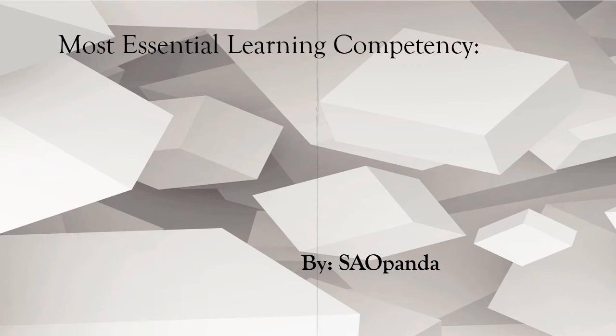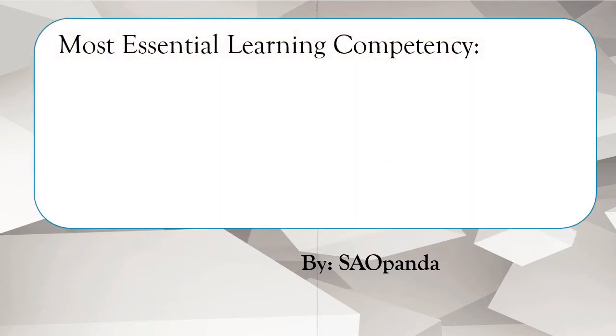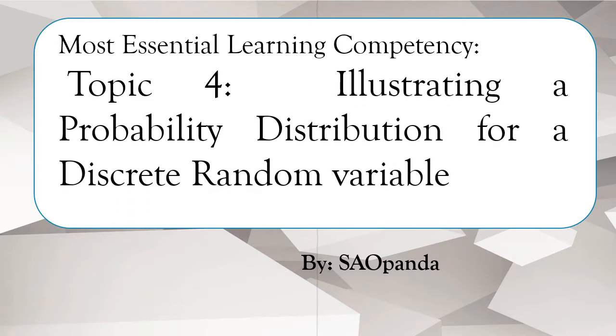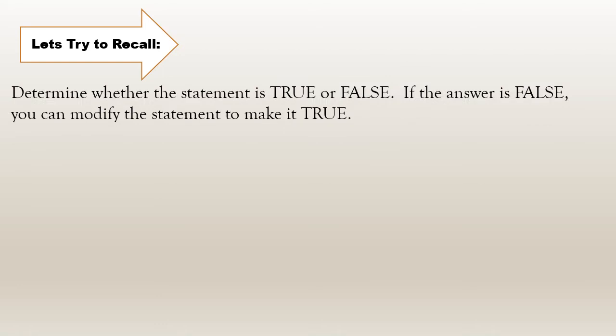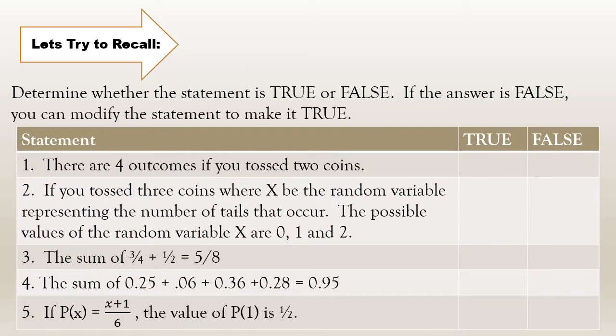Ang topic natin ngayon ay topic number 4, illustrating a probability for a discrete random variable. Bago tayo magsimula, let us first recall. Determine whether the statement is true or false. If the answer is false, you can modify the statement to make it true.